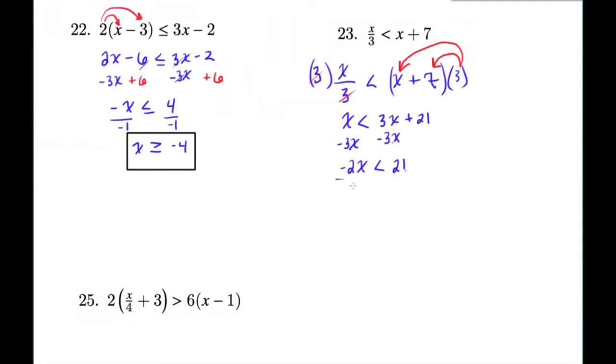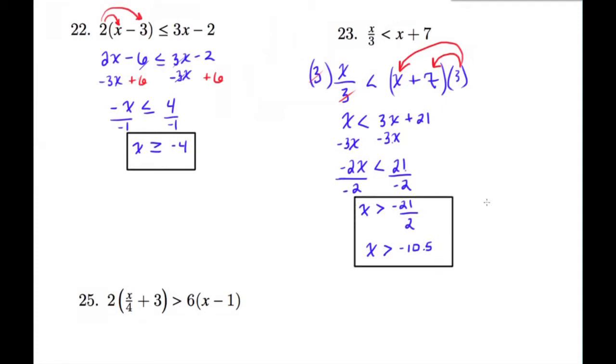Now I need to get rid of the negative 2 by dividing it to both sides. Now this is a negative, so we have to be careful. It's going to flip the sign, and I get negative 21 over 2, or negative 10.5. And there's our answer for that.